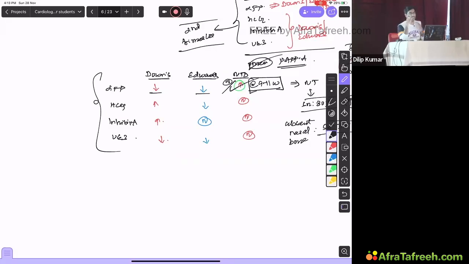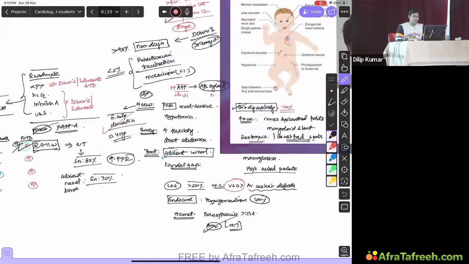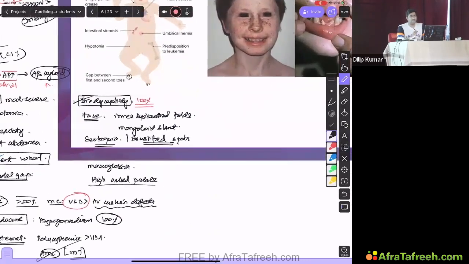Screening for Downs: if you take only Downs, what are the features? We have a low alpha fetoprotein, whereas beta HCG and inhibin A levels will be increased, but unconjugated estradiol levels will be low, nuchal translucency may be increased, and patients may have an absent nasal bone on screening. Quadruple screening is ideally performed in the second trimester. That's all about Down syndrome. You cannot ignore Down syndrome at any cost, definitely.